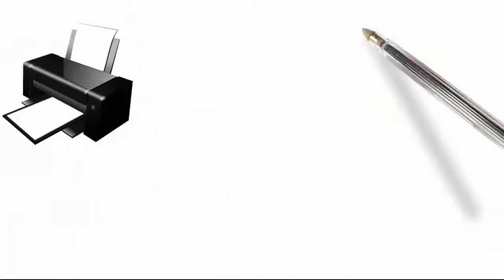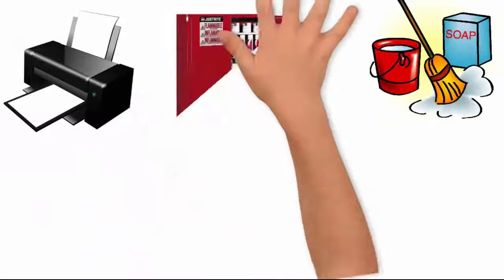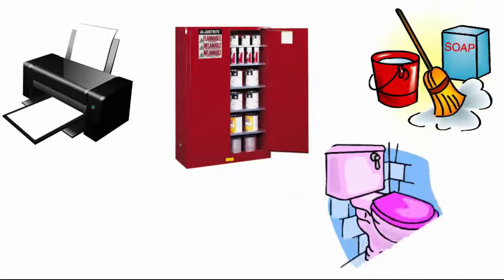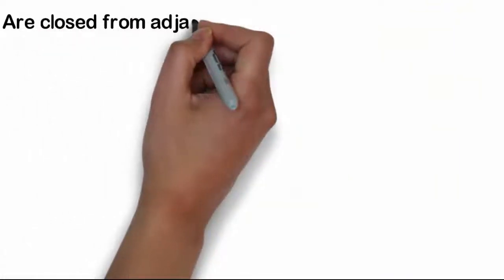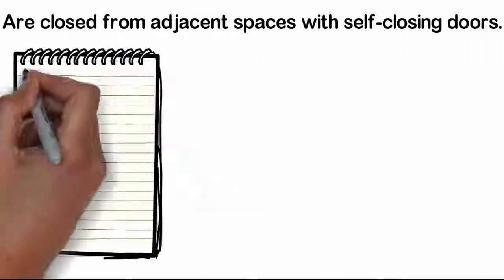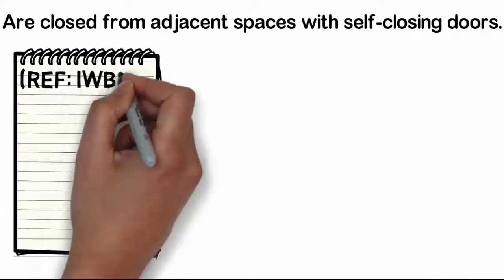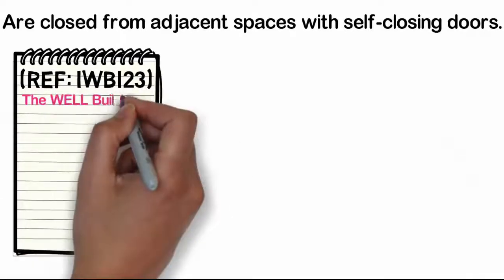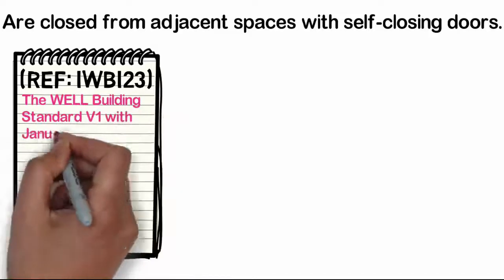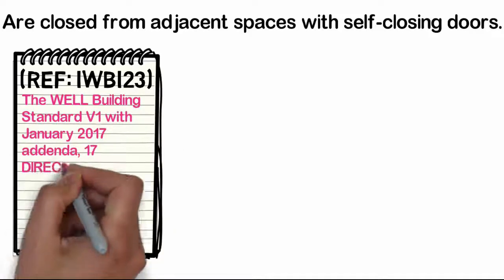For rooms that contain printers and copiers, cleaning rooms, chemical storage units, or bathrooms follow these standards. Are closed from adjacent spaces with self-closing doors. Reference IWBI23. The Well Building Standard version 1 with January 2017 addenda 17.